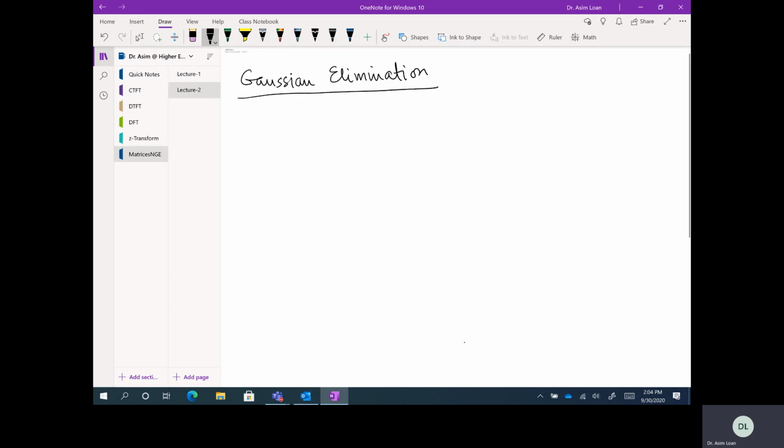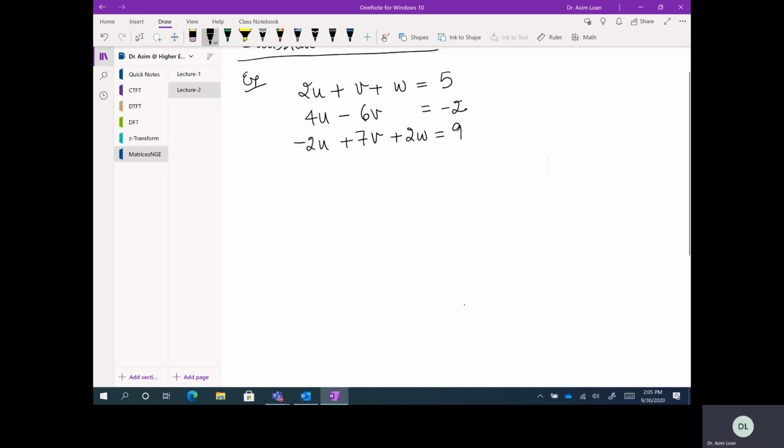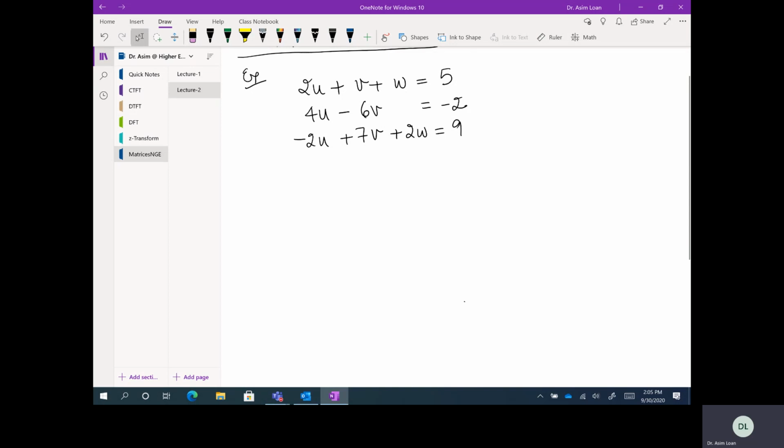So let's start with the same example that we were doing last time. We have 2u plus v plus w equals 5, 4u minus 6v equals minus 2, minus 2u plus 7v plus 2w equals 9. So unknowns are u, v, and w. And if you recall, we had u equals 1, v equals 1, and w was equal to 2. So let's see whether we get the same answer or not. So we need to find u, v, and w.